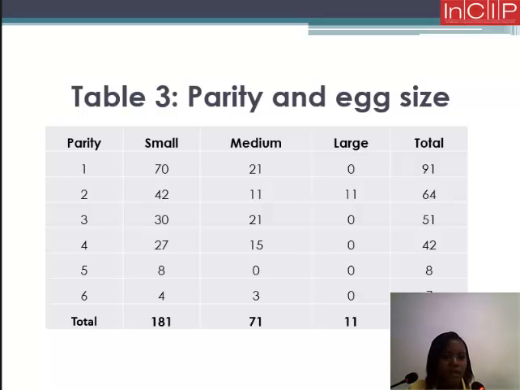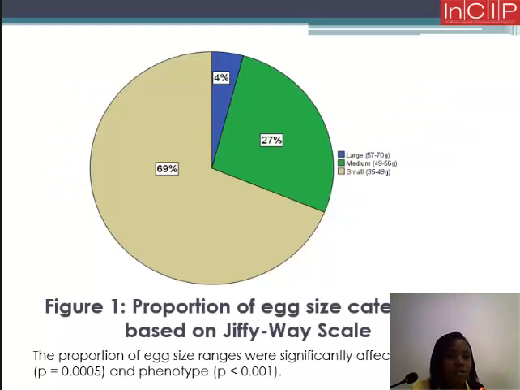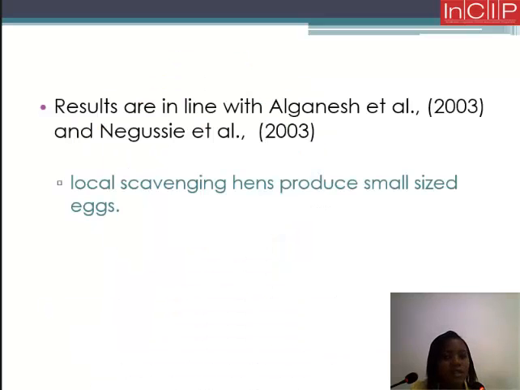And it was observed that parity affected egg size, but regardless of parity, we can see that the majority of the eggs that were laid were small, followed by medium, and then the smallest proportion was large. So that simply shows the proportion of egg size categories. These results are in line with Agnesh and Negush, who said that local scavenging hens produce small size eggs.